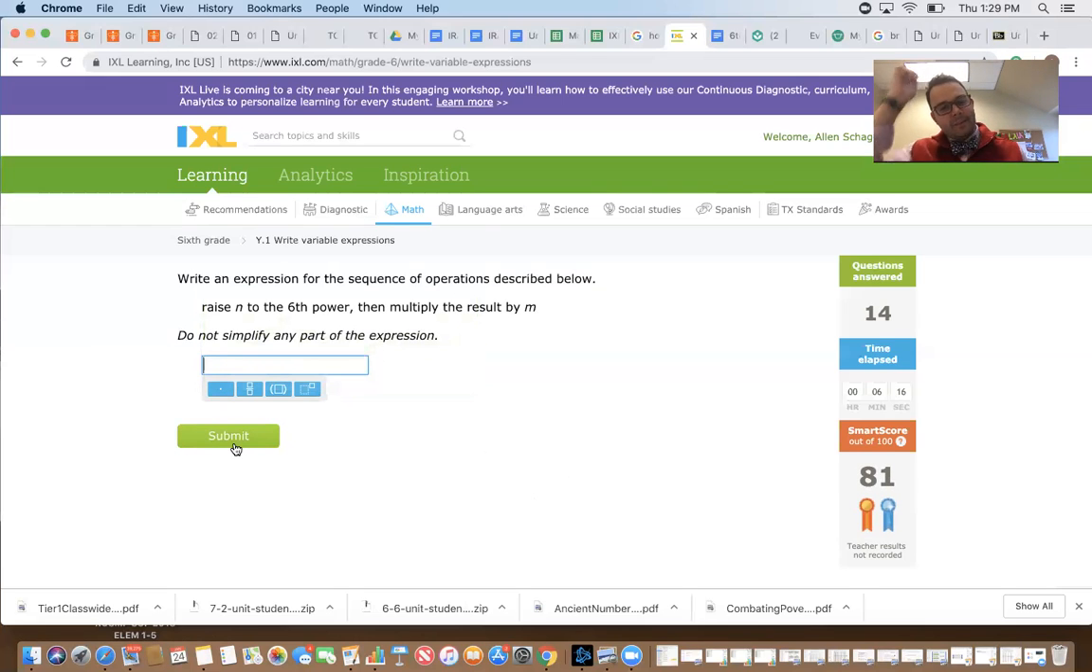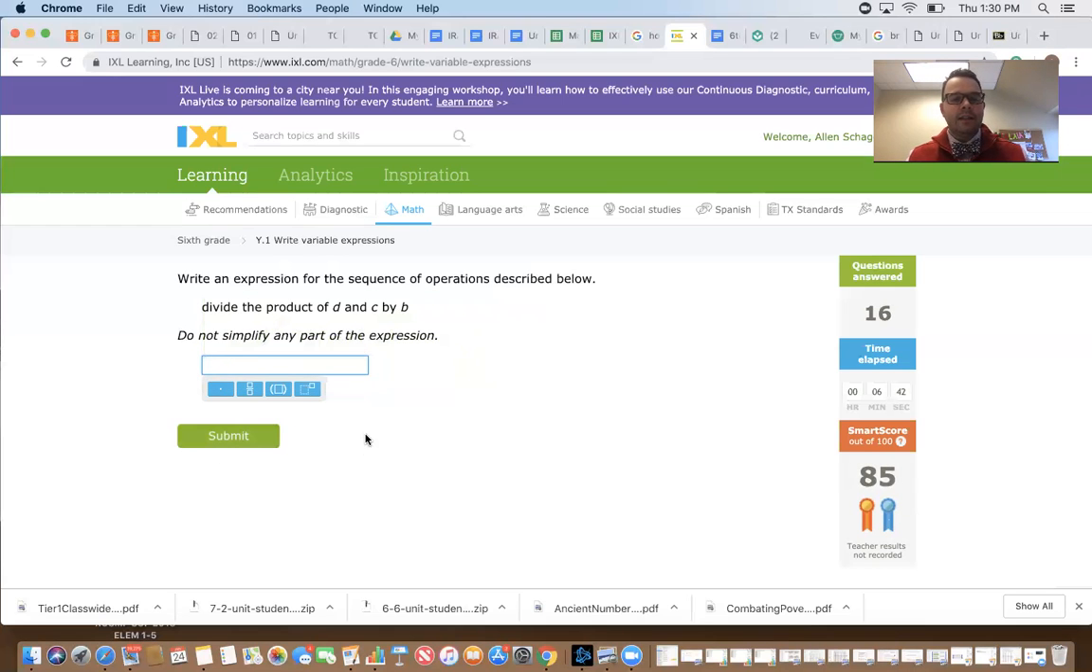Raise n to the 6th power, then multiply the result. So I want to hit n, the 4th button now, to the 6th power. And I'm going to click this again, and then multiply that result, so times n. Triple the difference of t and s, so t minus s, that's the difference, times 3.